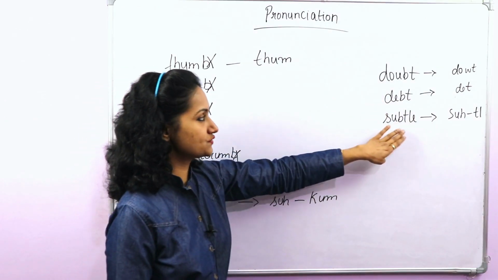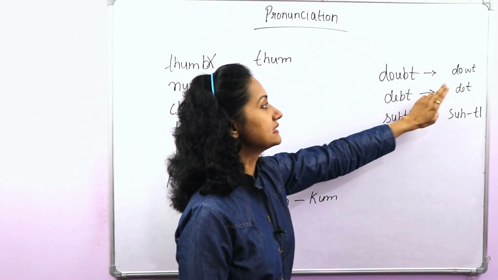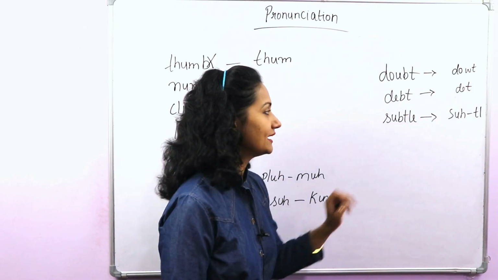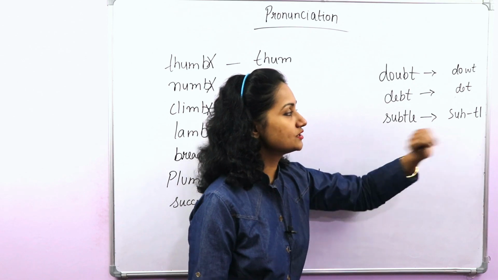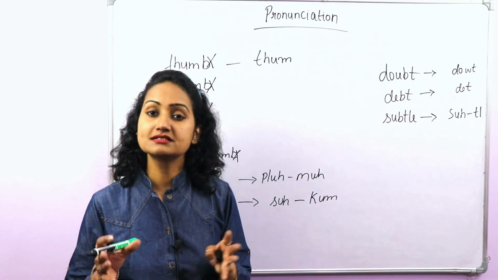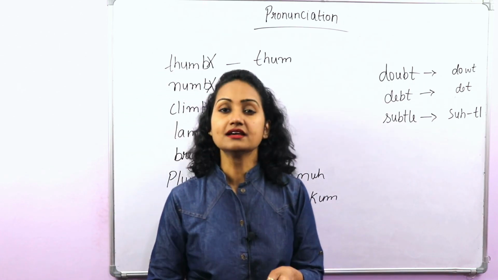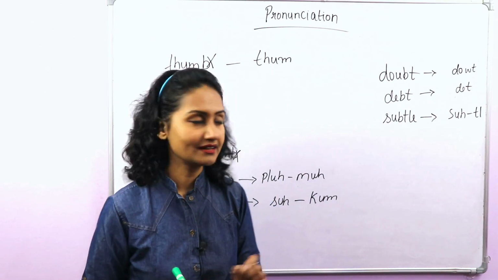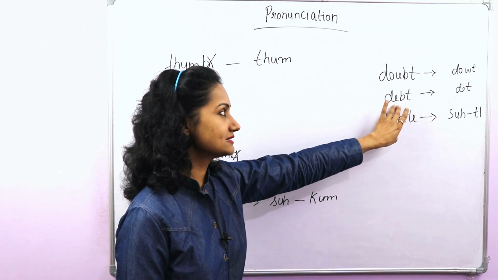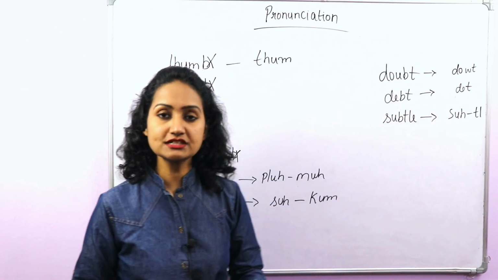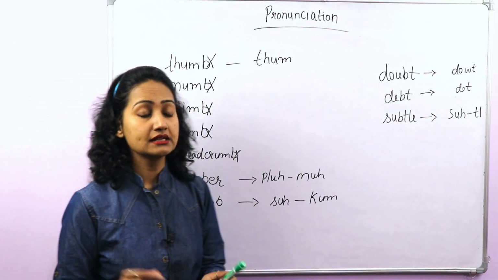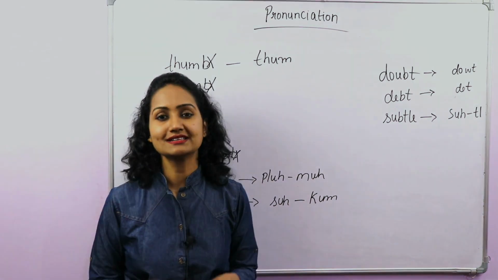Now look at these three words. This is doubt, debt, and this is subtle, not with a b sound. So this way you can pronounce these words, and these are the places where the letter B is generally silent.